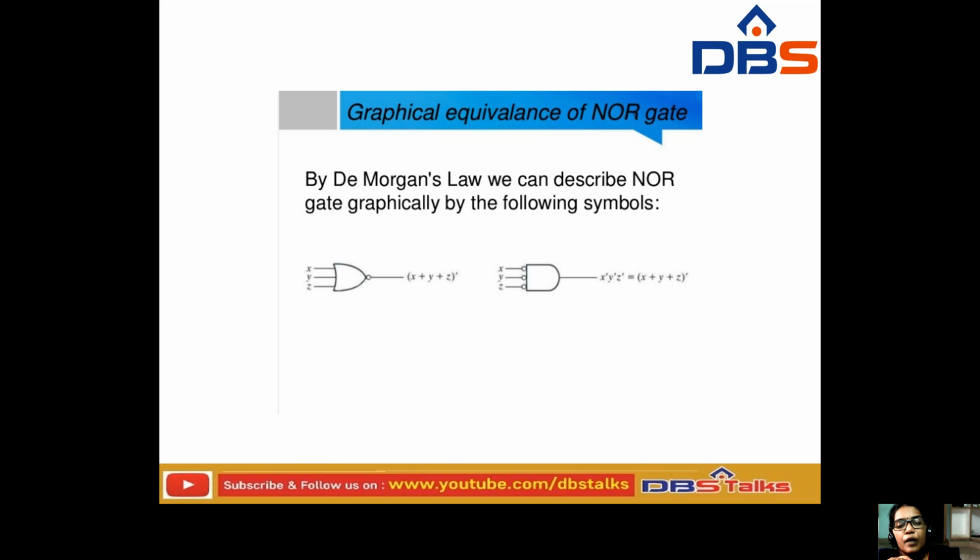Here the operation is shown. This is a NOR gate, and here we have the logical inputs x, y, and z. From this we can write x dash, y dash, and z dash. From this we can write it as x plus y plus z whole dash.